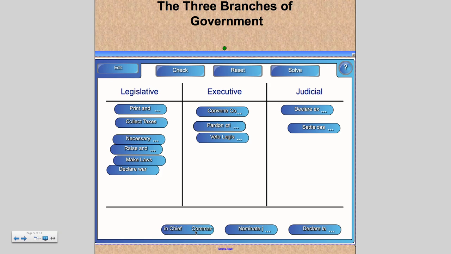Commander-in-Chief. This is the branch who actually leads the army. If I can remember correctly, I think that's the president. So we're going to put that in the executive branch since he's part of the executive branch.